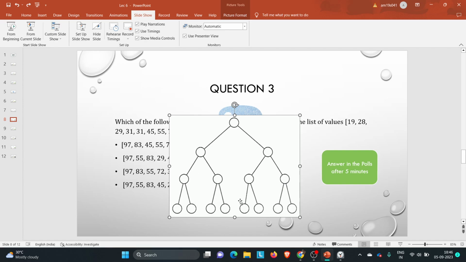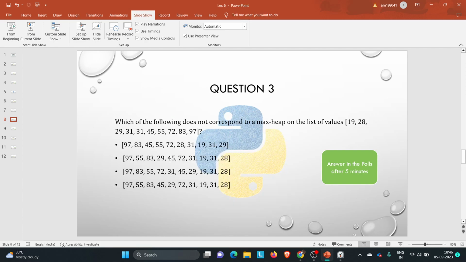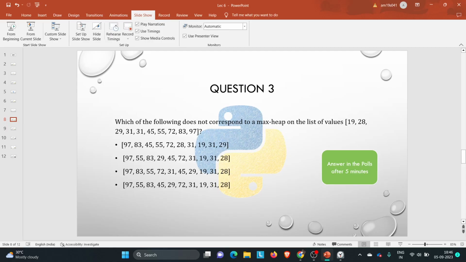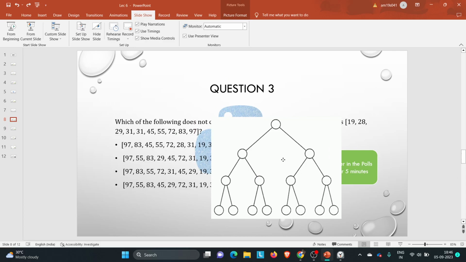So you have to just make sure that in the list, for n, 2n plus 1 and 2n plus 2 are lower than the value itself. So here the correct option is option C. You can see that 31 is more than 29, right? So I'll actually wait, I'm sorry, again it's here.